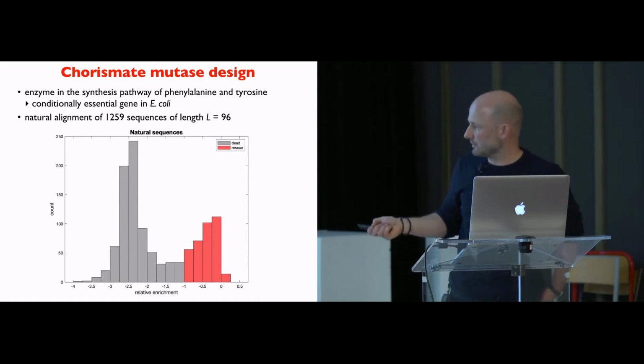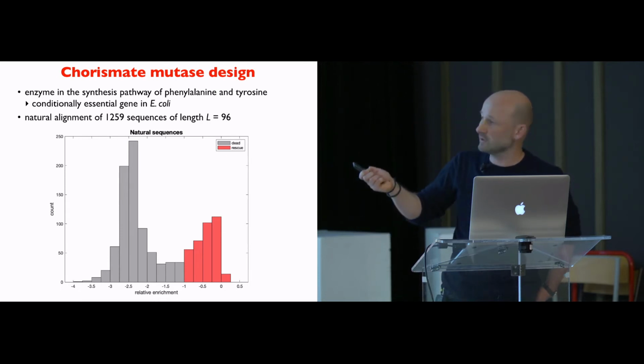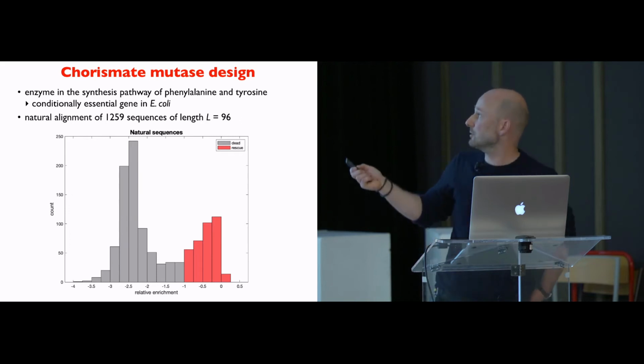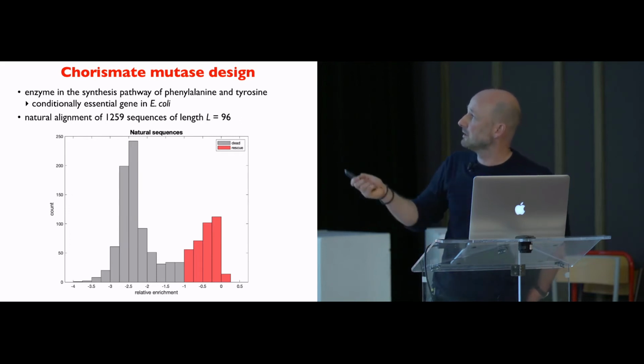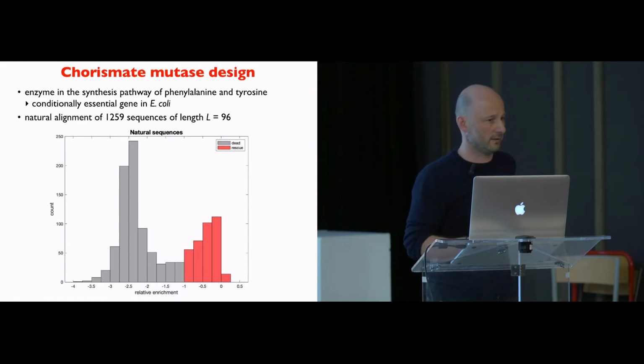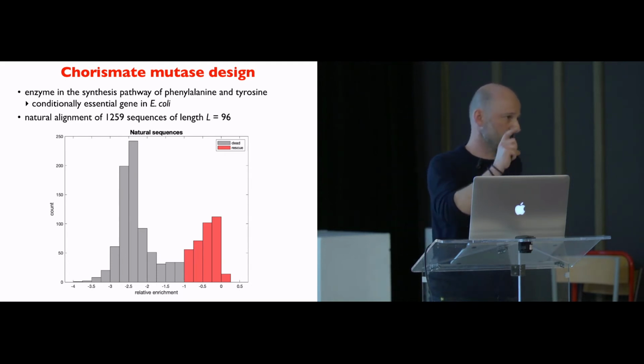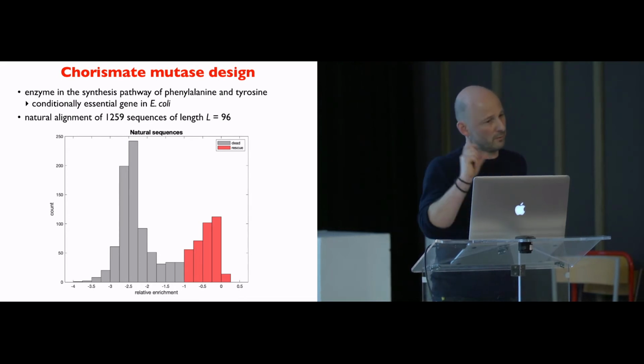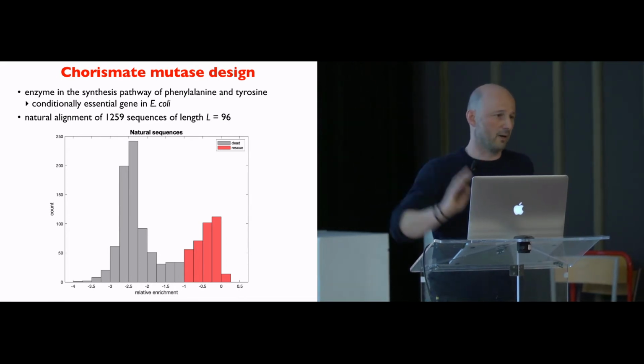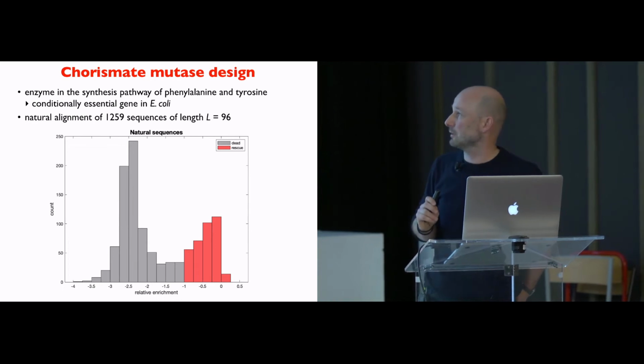So this relative enrichment I was talking about was first measured for the natural sequences. It's a protein which has length almost 100. We had 1,259 sequences in the alignment of the natural sequences, which is a relatively small alignment, but was a good alignment which was curated by our biologist colleagues. So it's a nice alignment.